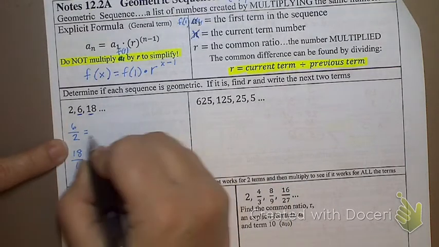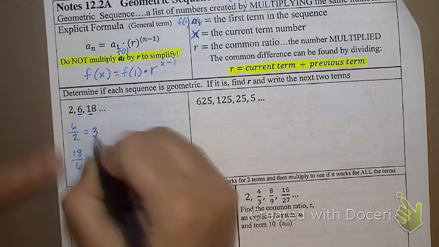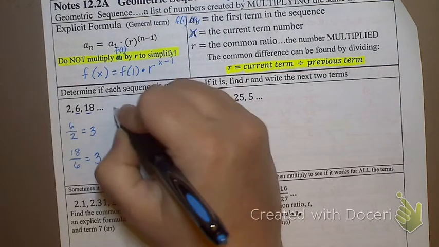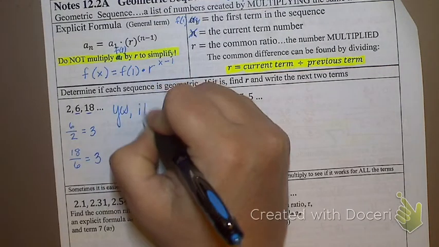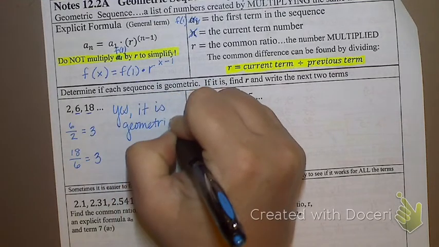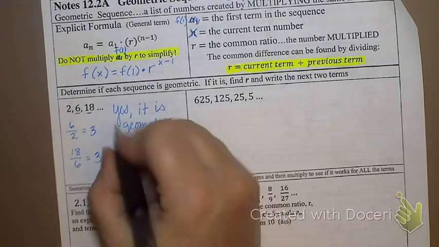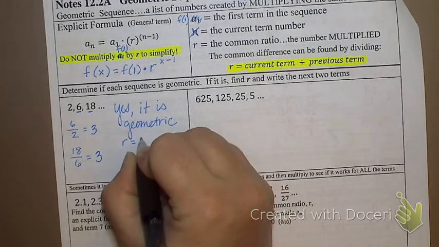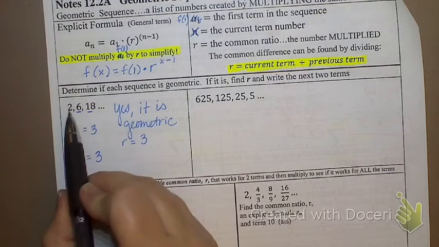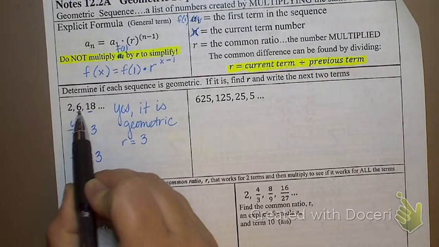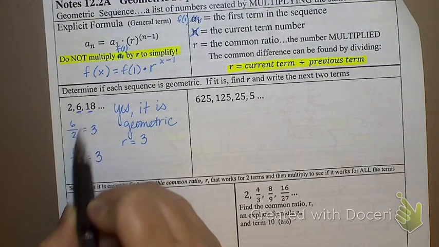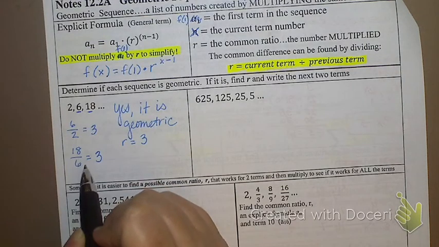So what is 6 over 2 reduced to? 18 over 6. Since those are the same, yes, it is geometric. My r value is equal to what? 3. In other words, that's what they're multiplying by each time. And you might see that from right here. 2 times 3 is 6, times 3 is 18. You might see that. Sometimes it's not as easy to see, in which case these fractions become really important.